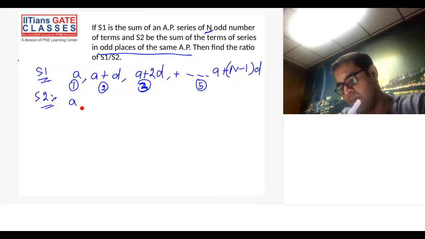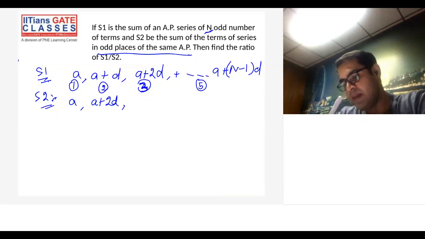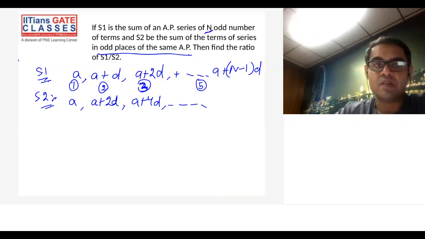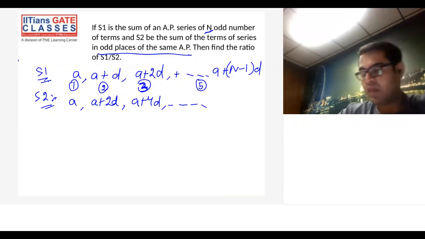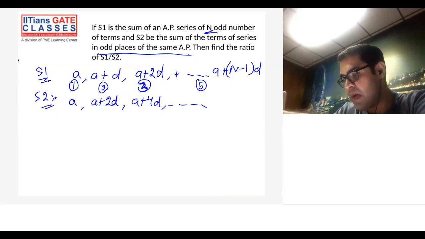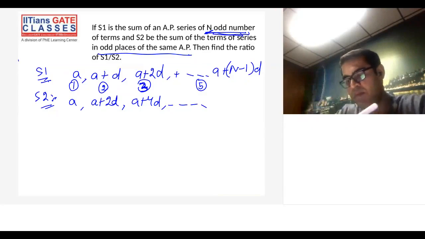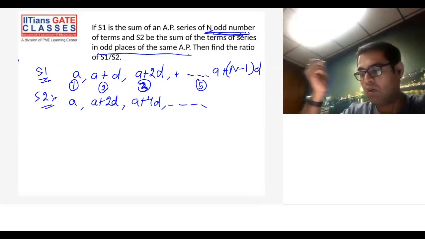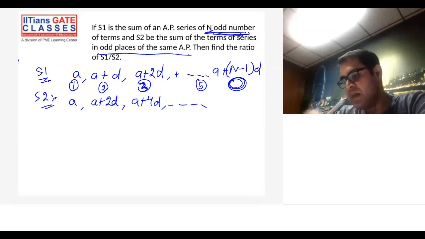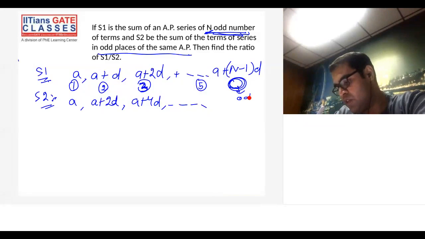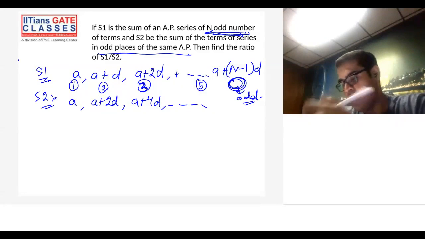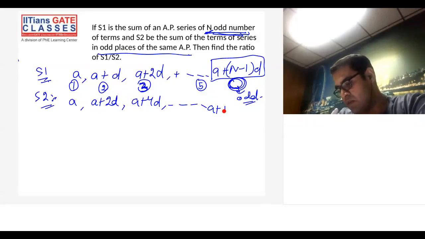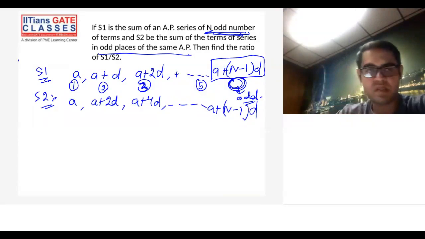So that means I'll take A, then I'll take A plus 2D, then I'll take A plus 4D, and so on. Now the question is what? The last term, where will that lie? Now see, I was saying this n is an odd number of terms. Odd number of terms means you're starting with 1, 2, 3, 4, 5, and you will end at an odd number. So whatever this term is, the position of this term is at an odd number. So I can safely say that this term will also be a part of the series. So the last term for this series is also this.